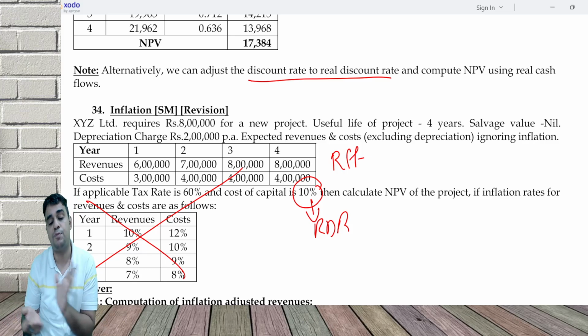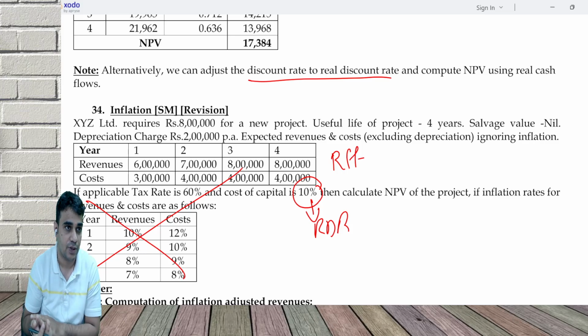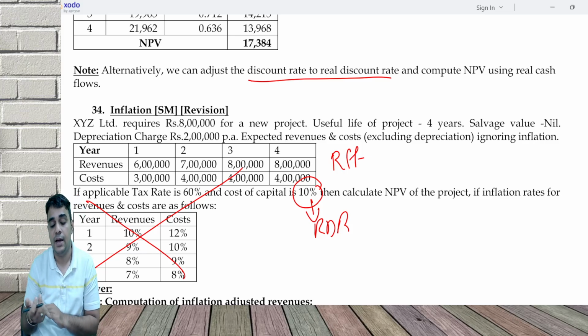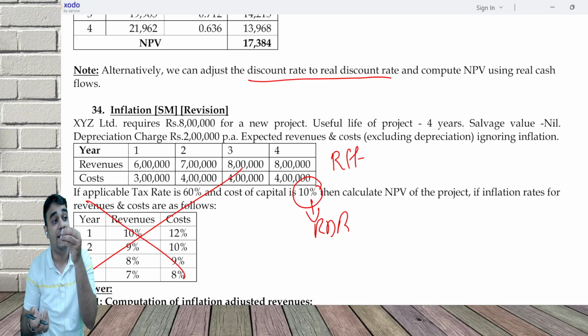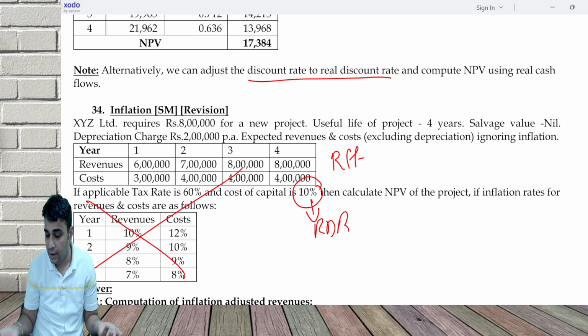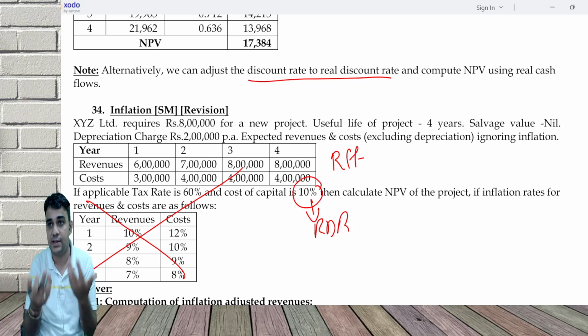So in this problem, my assumption is the cost of capital given in the problem is the money discount rate. If somebody says, no, I want to take the real discount rate, then there is zero utility of the question. There is no utility of anything in the question, because you have made that assumption. You have the real cash flow, you get the answer. What are you going to do out of this? Everything is readily available.